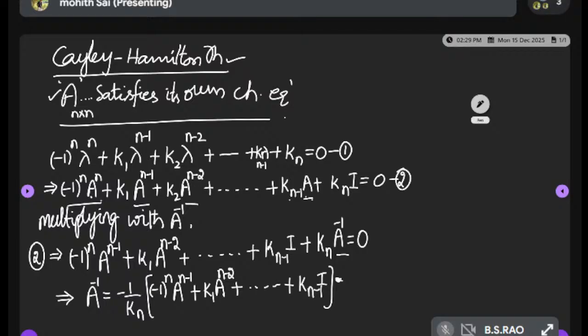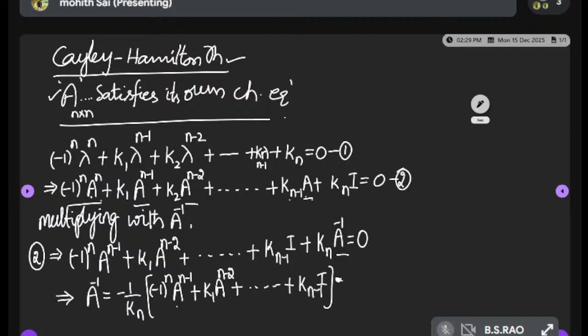It means we can find the inverse of the matrix just by using the powers of the matrix. If A is of order 2 by 2, you can find the inverse by writing this equation up to A. If A is of order 3 by 3, by finding A and A square, you can write the inverse. If A is of order 4, you may use A squared, A cube. You can find A inverse.